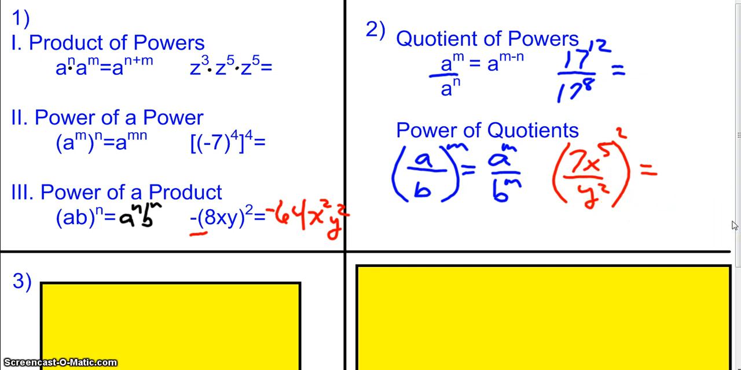x to the 10th over y to the 4th. Good job. Okay, so each term has been squared.